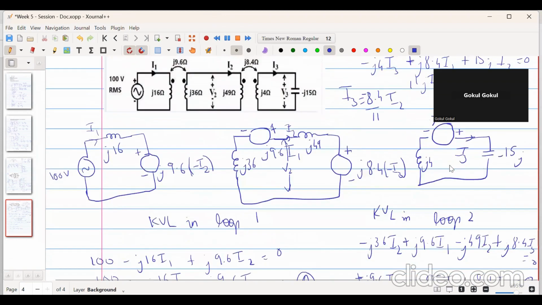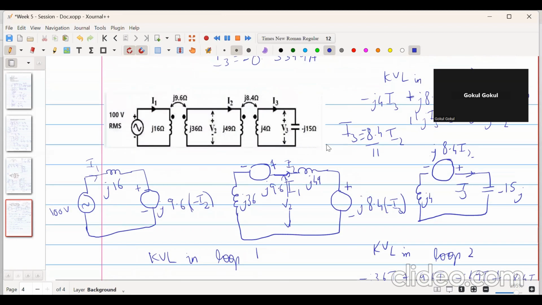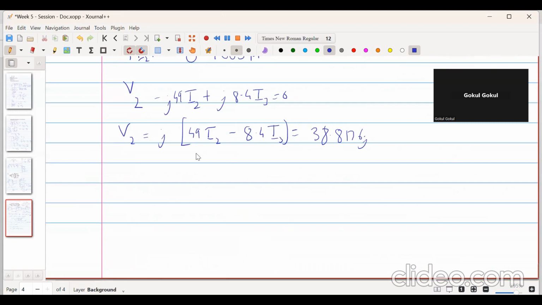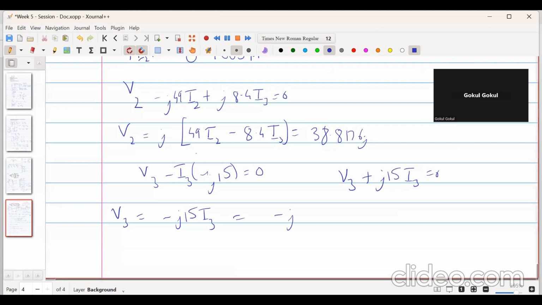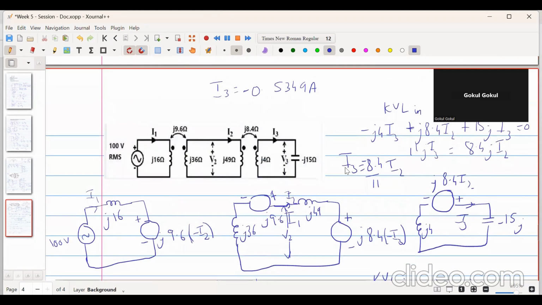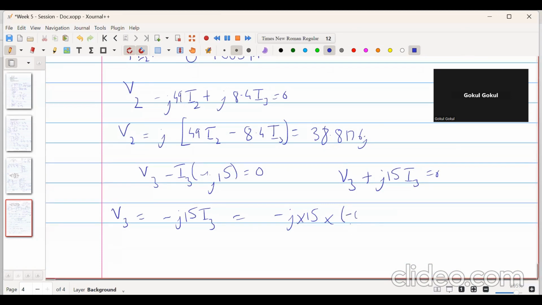Then we have to find the voltage V3. V3 is just I3 into minus j15. So V3 minus I3 into minus j15 is equal to 0, which gives V3 equal to minus j15 I3. The value is minus 0.5349 into 15 into 0.5349, which comes out to be 8.0235. That is j8.0235 volt.